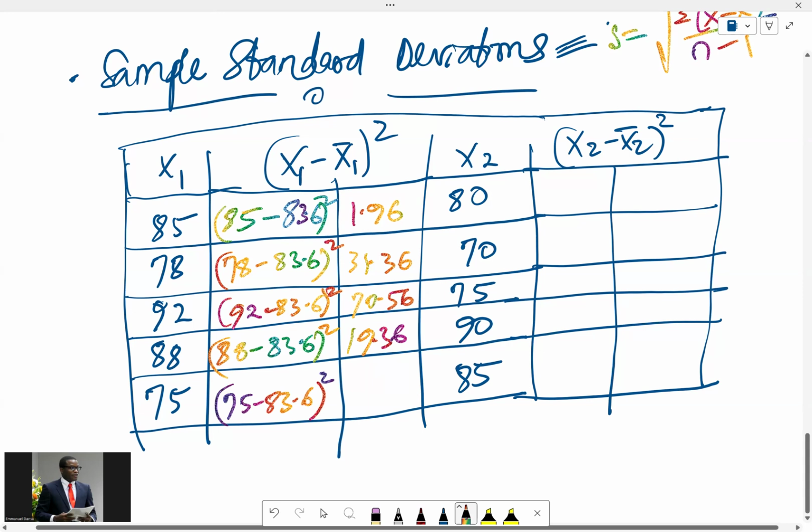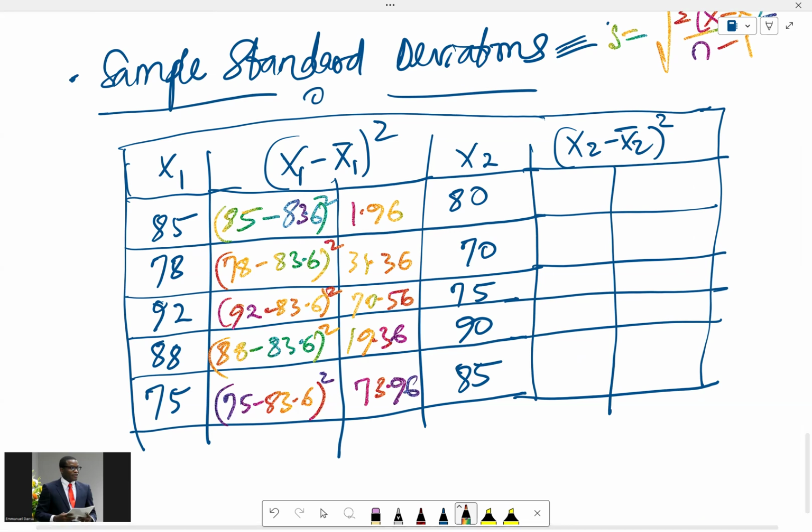Then lastly, we have 75 minus 83.6 all squared. 75 minus 83.6 is actually minus 8.6, and if you square that, you get 73.96. So that's that for x1.